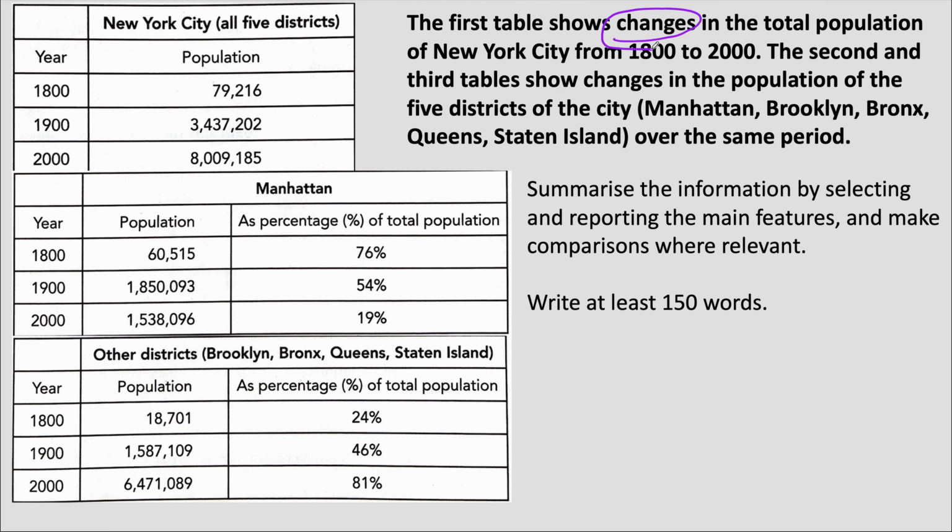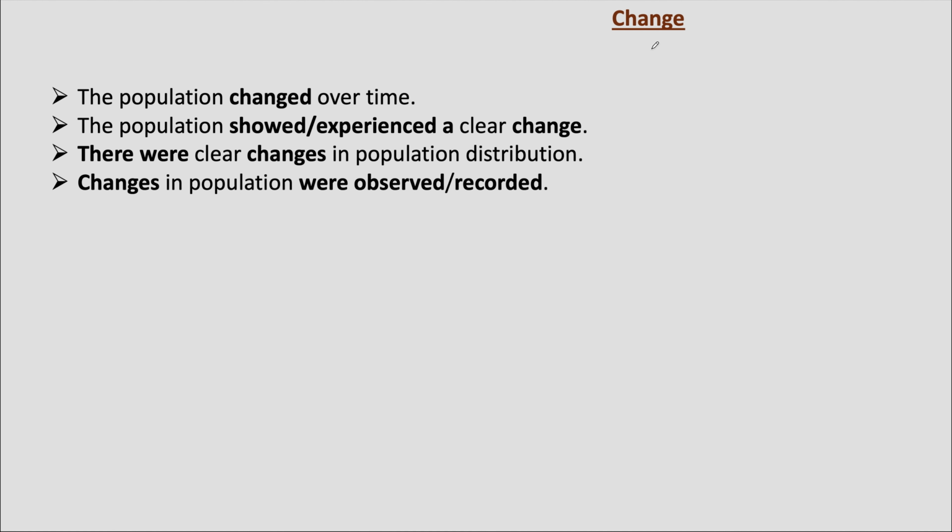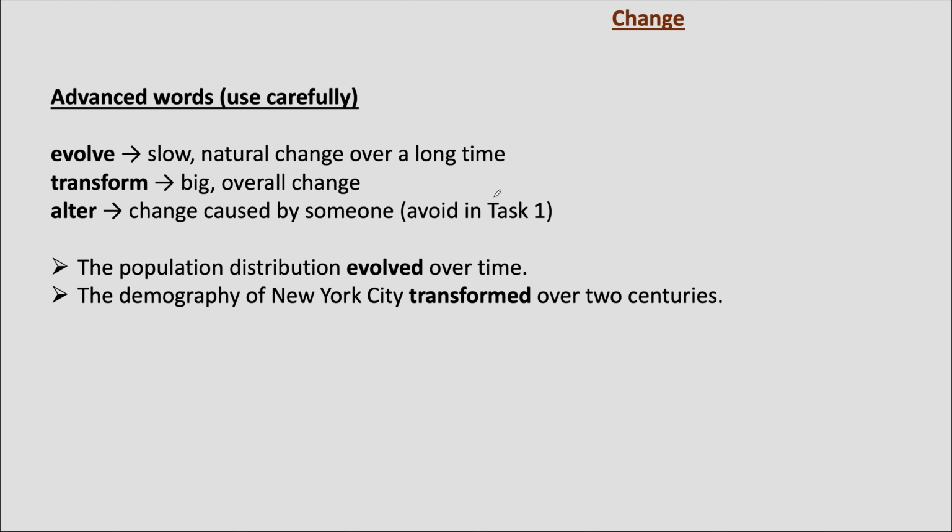For example, in this question, instead of replacing the word, we can change the structure. Here we have used the population changed. Then the phrase the population showed a change or experienced a change. The third way is to start with there were. Or we can use passive voice. Changes were observed or recorded. Then we have some synonyms of the word change, but understand their exact meaning and use them accordingly with care.